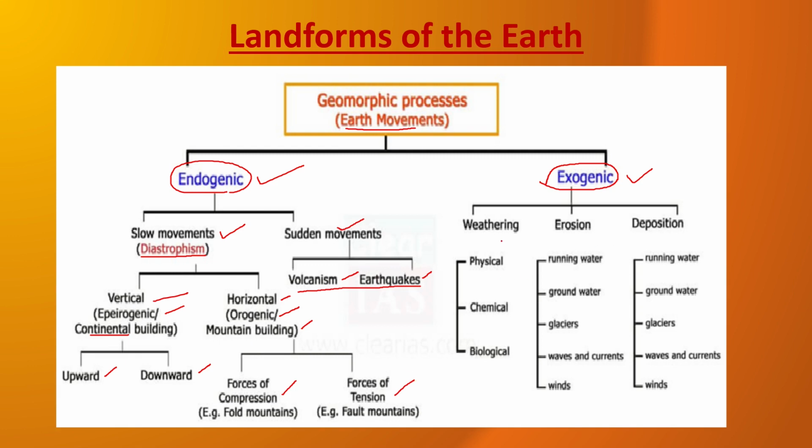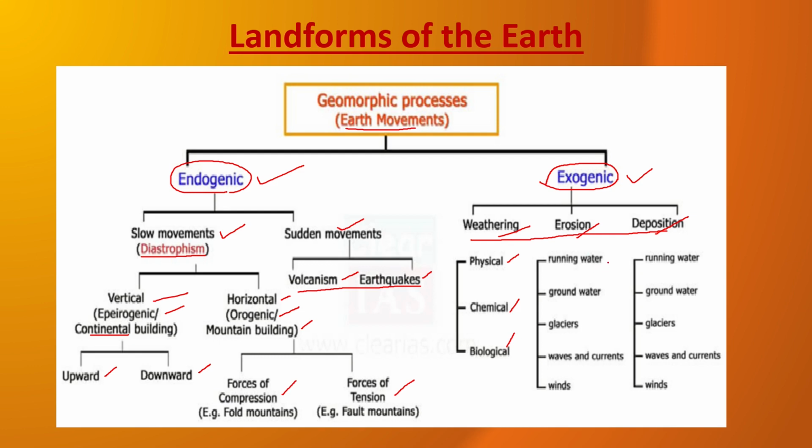Exogenic movement includes weathering, erosion, and deposition. These three we are going to learn in our next chapters, but for the time being we have to know what they are. Weathering can be physical, where no chemical changes are there. Chemical, in the sense that the rocks and minerals are getting changed because of chemical compositions and bonding. Biological also, by man, by other animals.